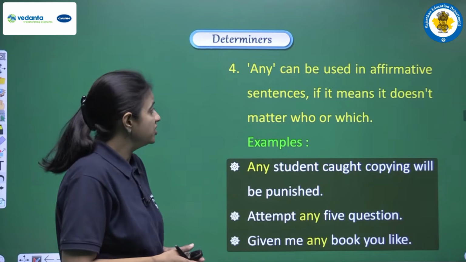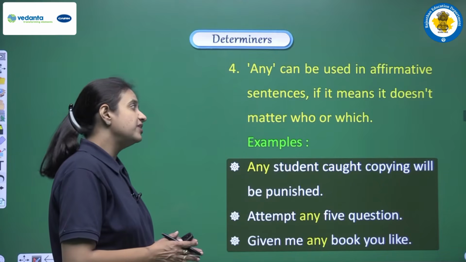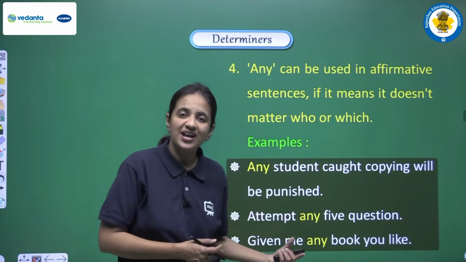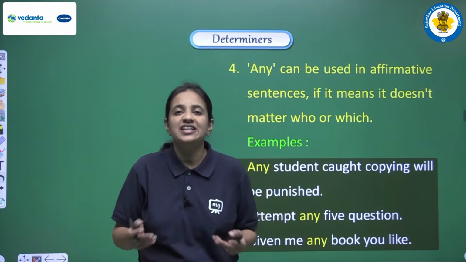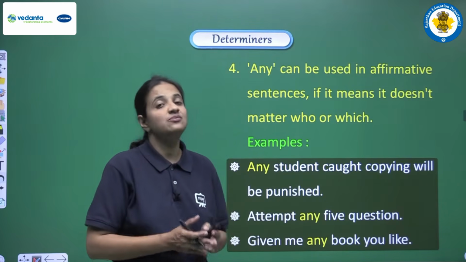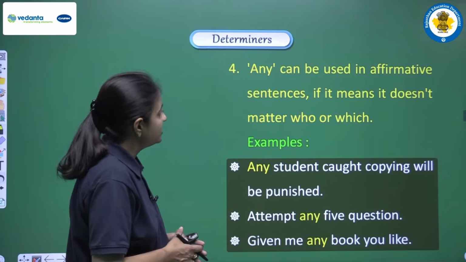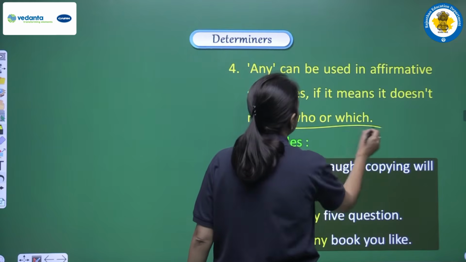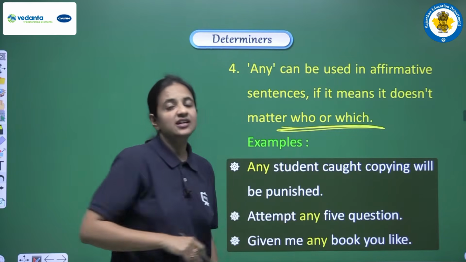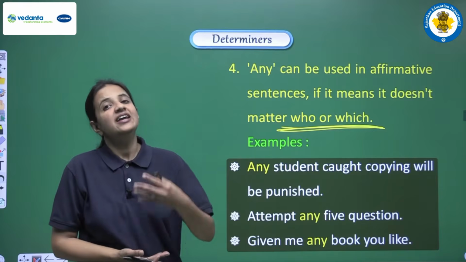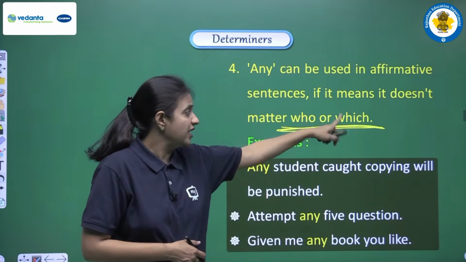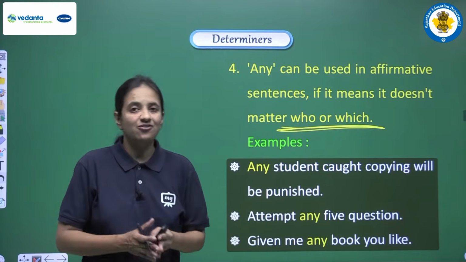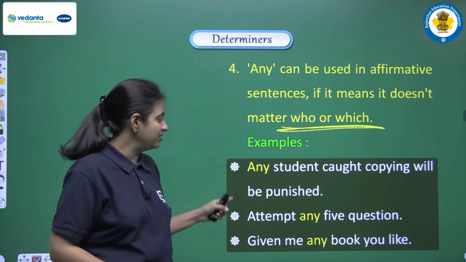Any can be used in affirmative sentences if it means it doesn't matter who or which. So again we are having this thing that any can be used in affirmative sentences, but in what sense, in what manner? If we are having the meaning that it doesn't matter who or which, it means if we are not talking about a particular person or thing, if you know that person or that thing doesn't matter at all, then we can use any also in the affirmative sentences. So let's see some of the examples.